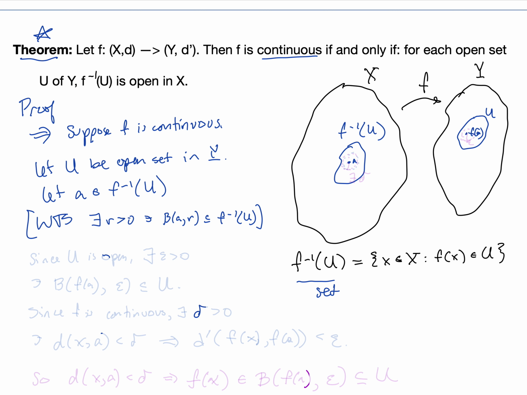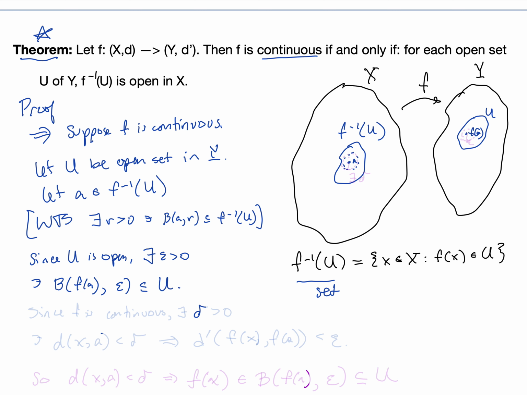So that's what we want to show. So we want to find such a ball. We don't have it yet, but we do know that u is open. So since u is open in Y, that means there is some epsilon greater than 0 such that the ball centered at f of A of radius epsilon is completely contained inside of the set u.